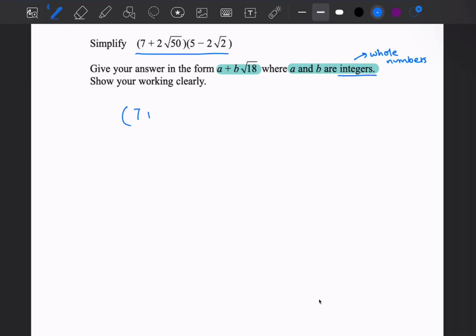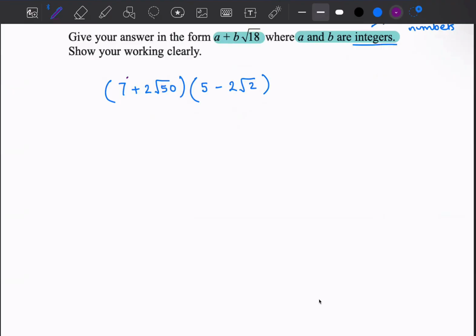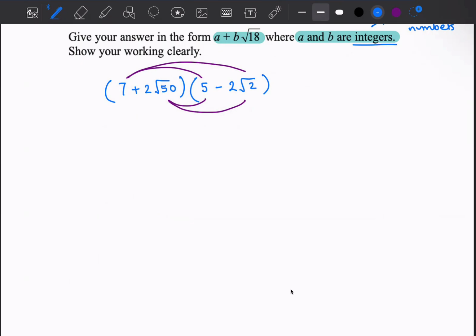We've got 7 plus 2 root 50, and then 5 minus 2 root 2. So what you want to do when you expand brackets, you always do this term multiplied by that, this one by this, and that by that. So this is kind of what we're always looking for when we try to multiply the brackets. So you start by doing 7 times 5, that gives us 35.